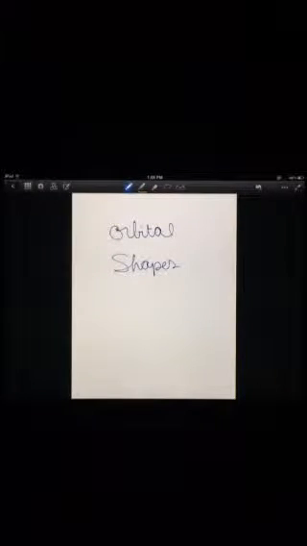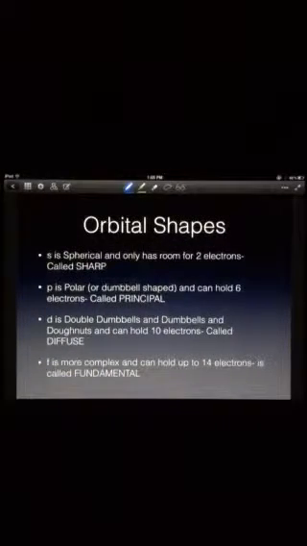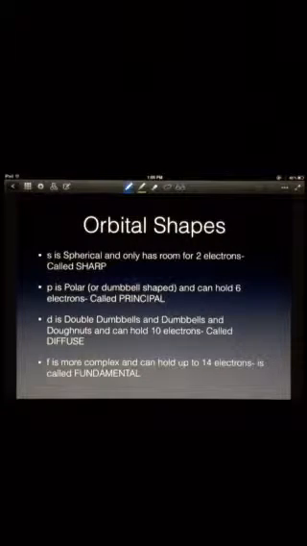Okay, so now we're going to talk about the orbital shapes. We have S, P, D, and F. S I call spherical. It has room for only 2 electrons. It's technically called sharp, but you're rarely ever going to hear that term. P is sometimes called polar. I refer to it as a dumbbell shape. It can hold up to 6 electrons. Its formal name is called principal.